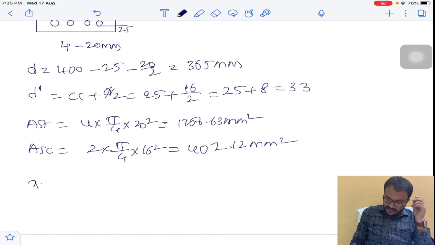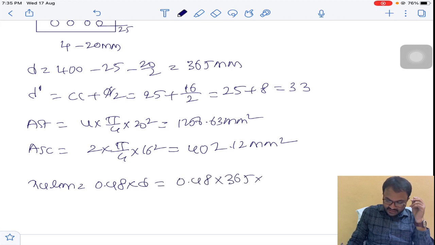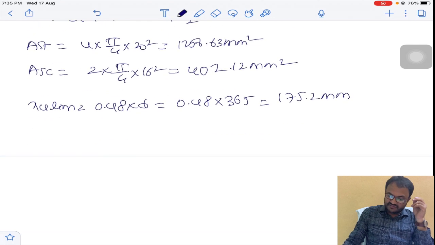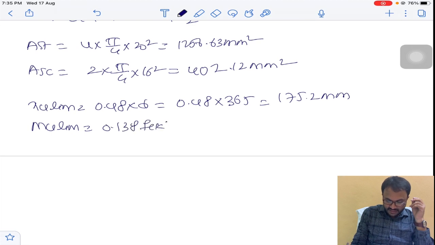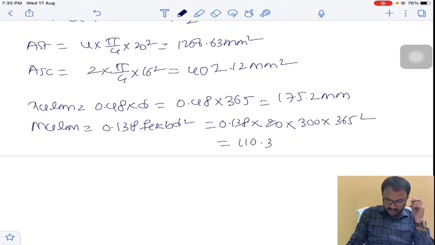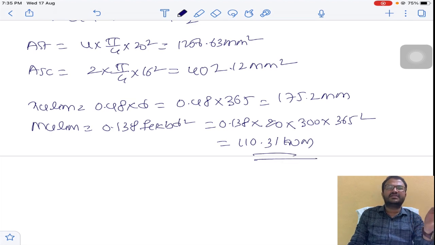See here, limiting depth of neutral axis for Fe415 steel 0.48 into D, that is 0.48 into 365, that will be equal to 175.2 mm. First of all, we need to calculate a limiting moment of resistance 0.138 FCK BD square. So 0.138 FCK is 20, B is 300, D square is 365 square. It is 110.31 kilonewton meter. So this is the limiting moment of resistance.